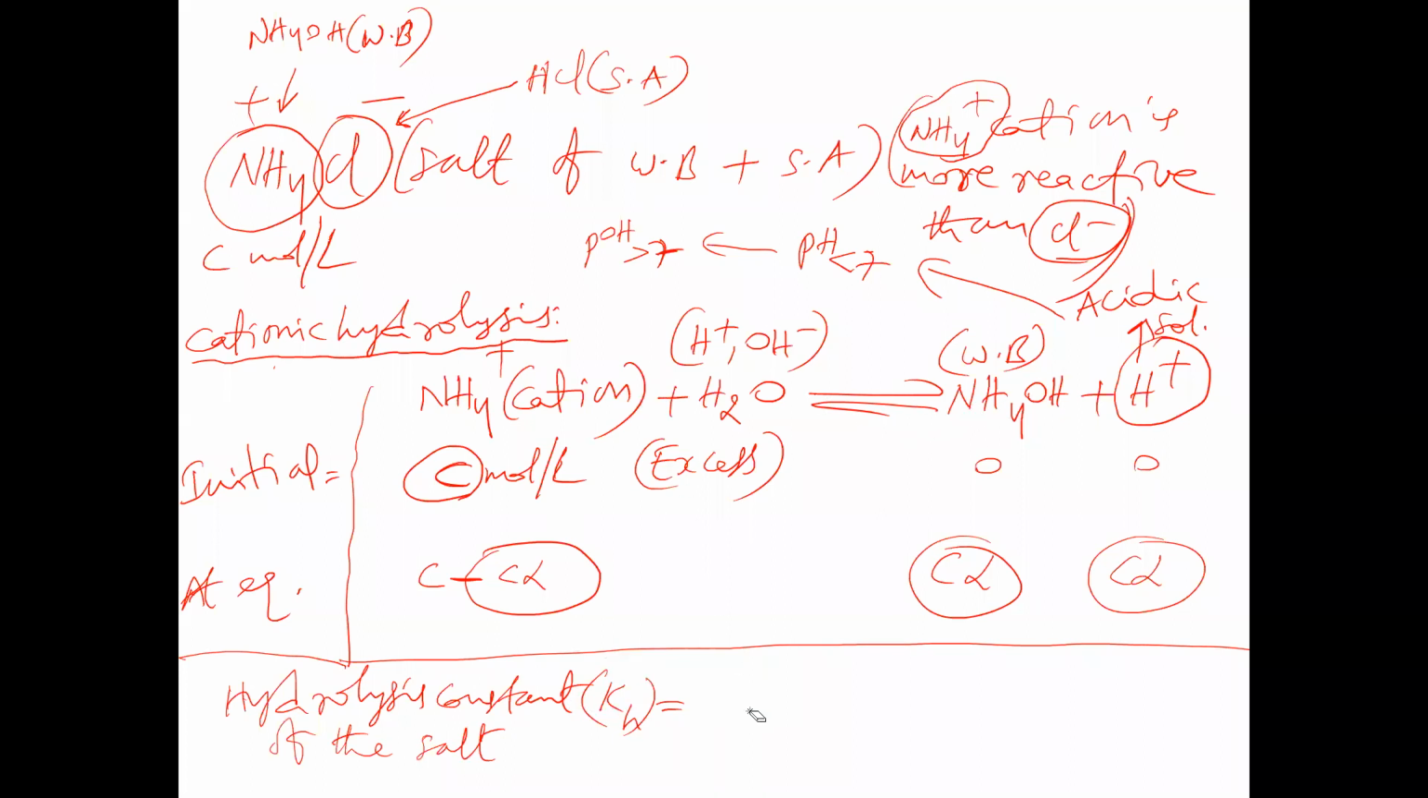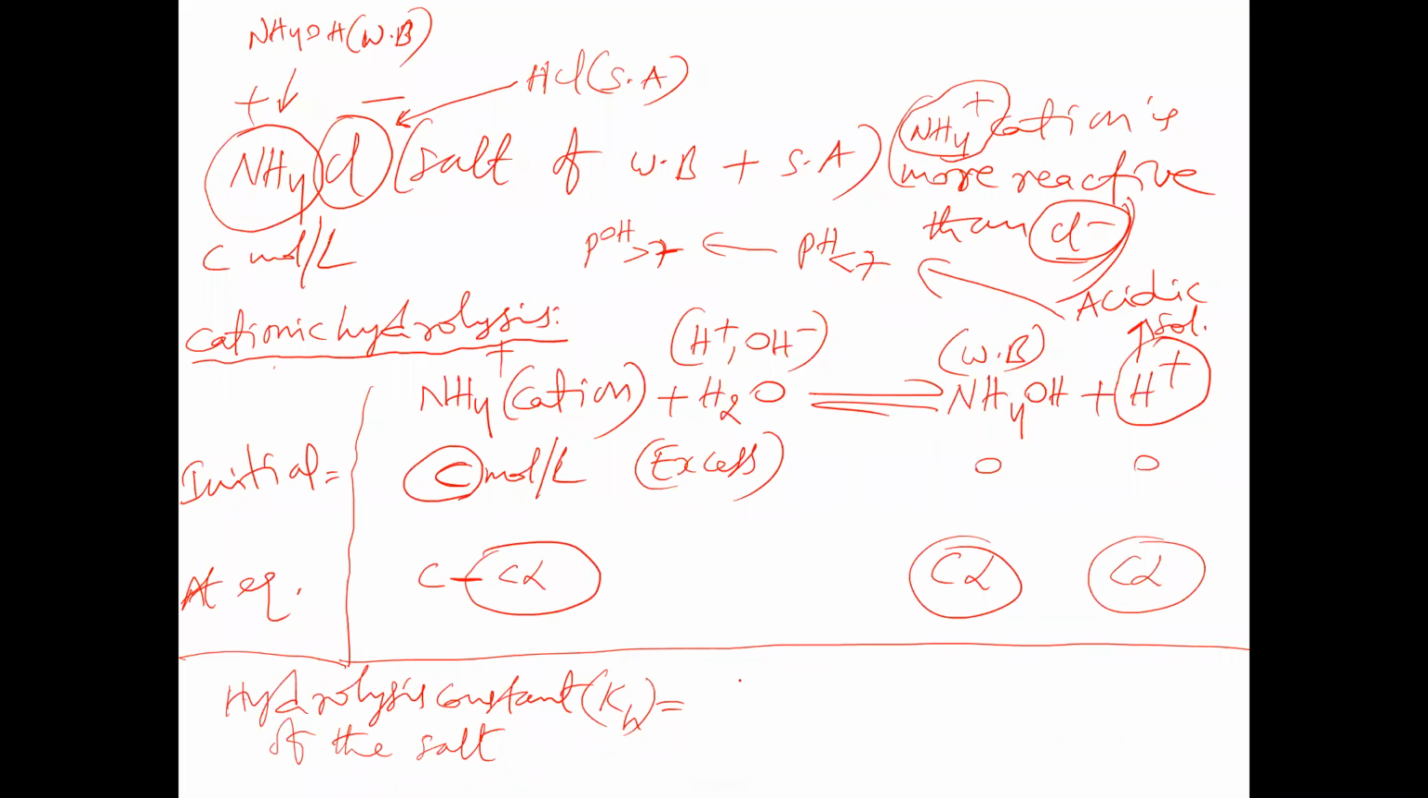The formula is products by reactants. The products are NH4OH concentration into H plus concentration, divided by NH4 plus cation concentration. Water is pure liquid, and the concentration of pure liquids and pure solids is always 1, so the square bracket of H2O need not be taken.